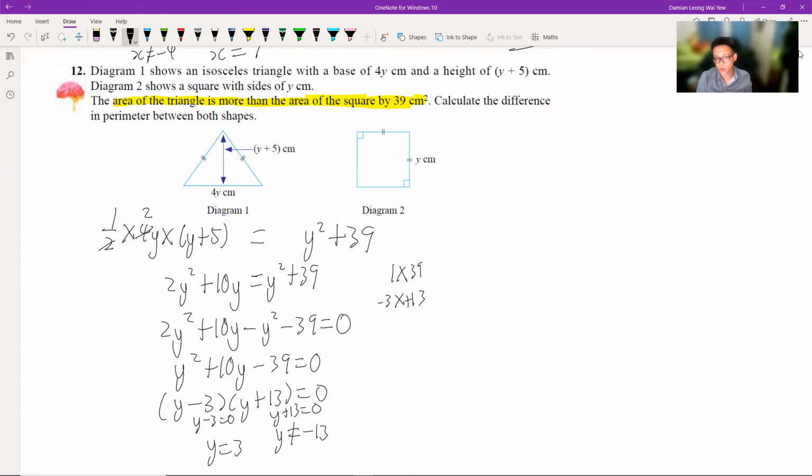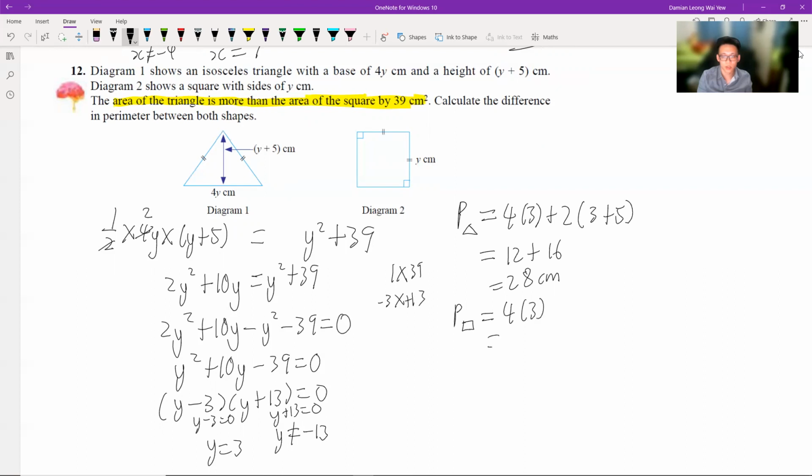So if y equals 3, the perimeter of your triangle will be 4y, 4 times 3, plus 2 times the y plus 5. Y is 3, so 3 plus 5. 12 plus 16, 28. 28 cm. Perimeter of the square, 4 times y. 4 times 3, 12 cm.